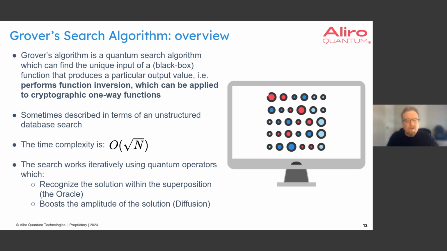So at a high level, Grover search works using an iteration block called the Grover iteration, and this Grover iteration can be thought of as two operations. One is called the oracle, which can recognize a target solution within a superposition of different possible candidate solutions, and then a diffusion operation, which performs a reflection about the mean, and this ends up boosting the amplitude of the target solution.